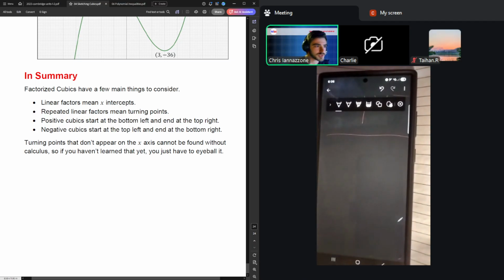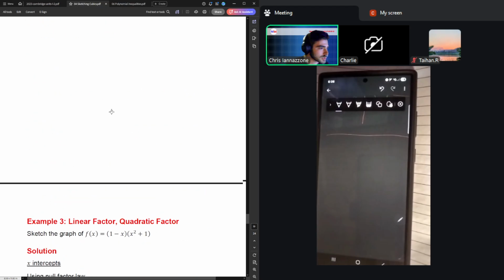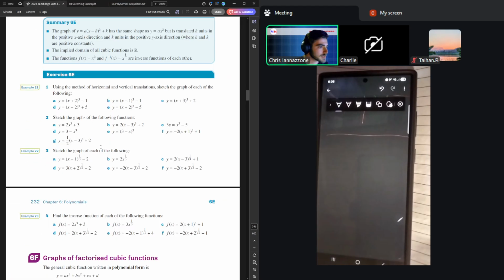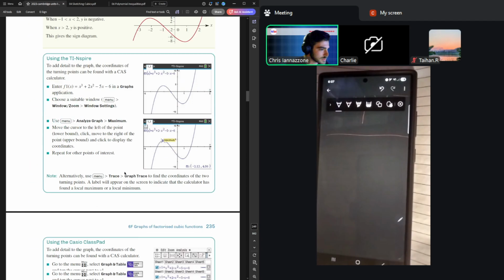Cool. Alright, this one uses the exact same notes, so you guys have the PDF still as well if you want to refer to that. Which one should I show? I guess I'll show them as they come up. Okay, so that's going to be the 6F portion.